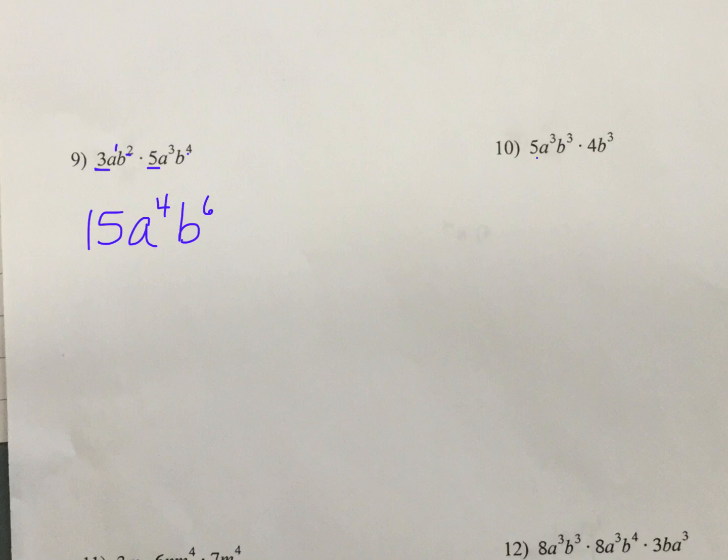10 is the same way. Multiply the big numbers. There is no a in this second one, so we just copy a to the third down. B, I add the little numbers. 3 plus 3 is 6.